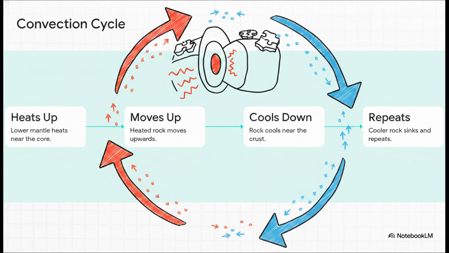First, the lower part of the mantle heats up simply because it's right next to the core. Because it gets hotter, that semi-solid rock starts moving upward toward the crust. Then, as it gets closer to the crust and further away from the core, it starts to cool down. As it cools, it flows horizontally, right along the bottom of the crust. Finally, that cooler rock becomes denser, sinks back downwards toward the core, gets reheated, and the whole cycle just repeats itself.